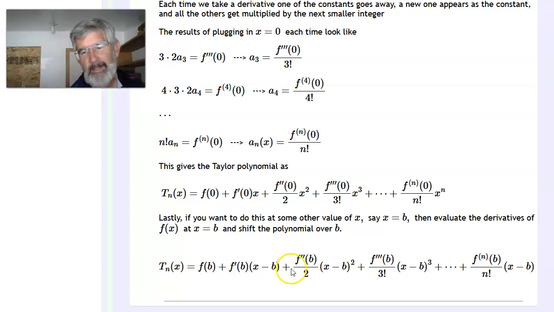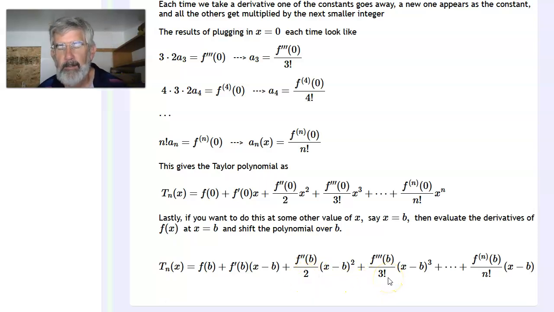And so this is the general nth degree Taylor polynomial centered at b. But the way I would calculate it is the same as if I did it at 0.